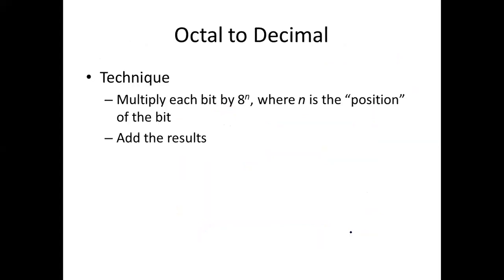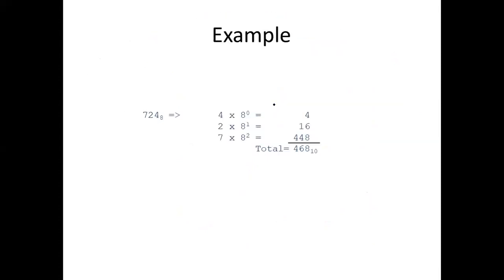Same process. अच्छा, ये octal to decimal, ये तो हमने देखा था, multiply each bit by 8 raised to power n. This is the example, 724 in octal number system. So the position is 0, position is 1 and the position is 2. So 4 multiplied by 8 raised to power 0, 2 multiplied by 8 raised to power 1, 7 multiplied by 8 raised to power 2. Just add them, 468 in decimal.